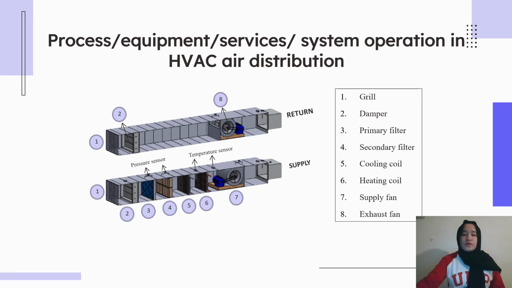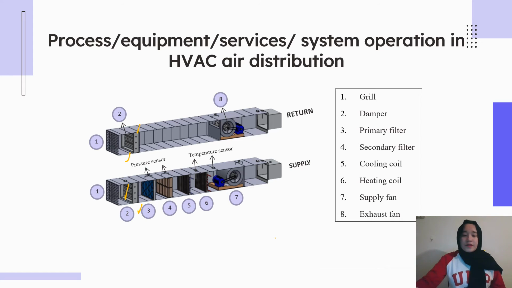Now I will explain to you the process, equipment, services, and system operation in HVAC air distribution. The first object we have here is the grill. The grill is used to prevent objects and wildlife from entering the mechanical parts inside the AHU. The second component is the damper. Here and here, it can vary its position to restrict the amount of air entering and exiting the return ductwork and the supply ductwork.